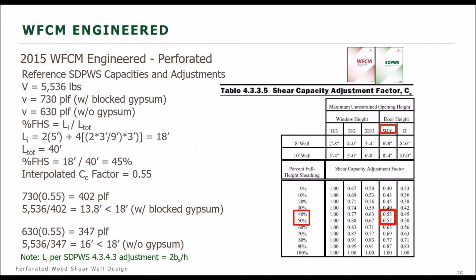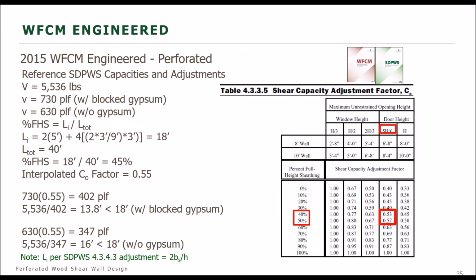But we're going to use the table in this example. So again, we calculated our demand as 5,536 pounds. We saw in table 317D that our capacity is 730 PLF for the wall that has the blocked gypsum, and 630 PLF for the wall that doesn't use the gypsum contribution.